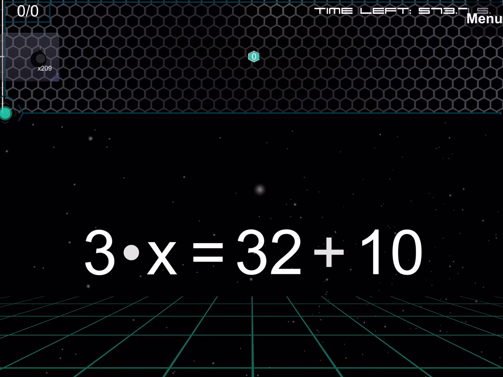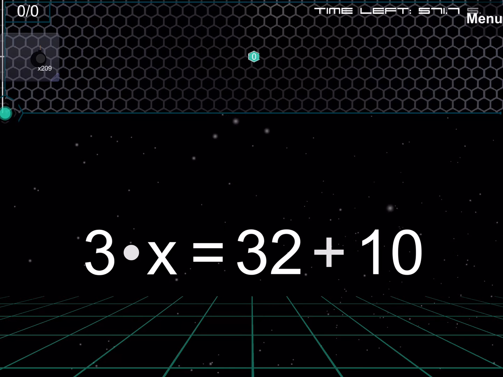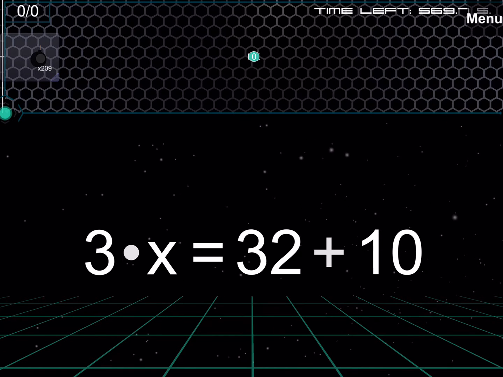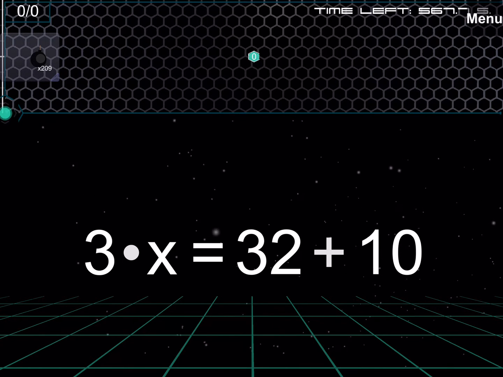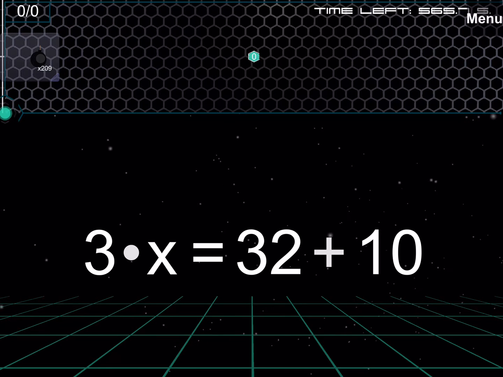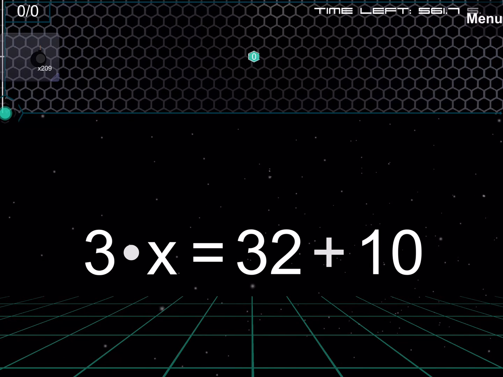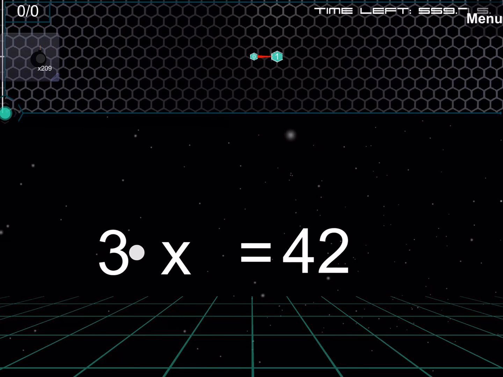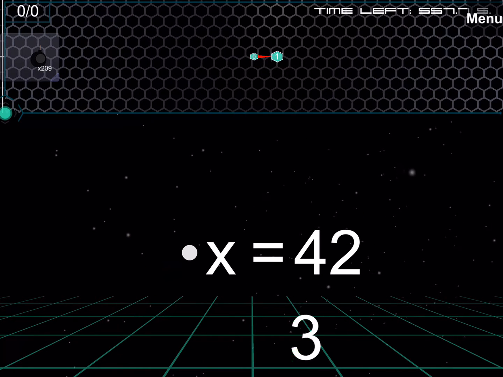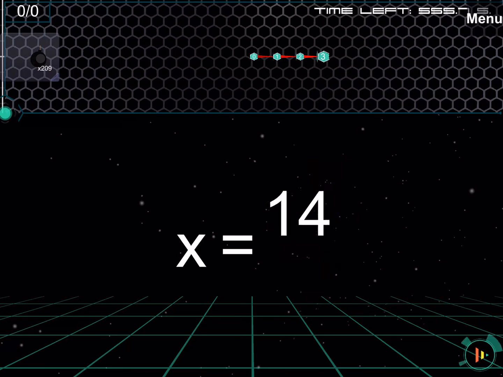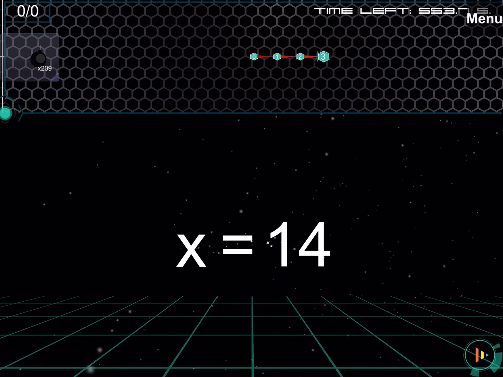Today we are going to use what we have learned in the previous tutorials to solve some actual equations. In this example, we have two ways to solve this equation. First, we can add those two numbers and move the 3 over and calculate 14.